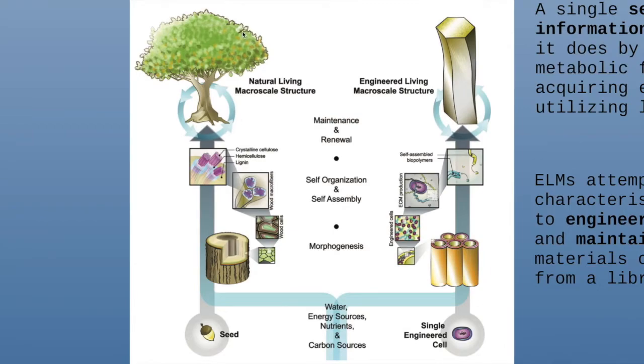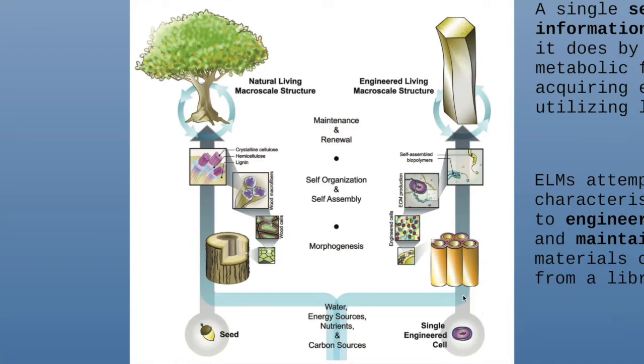The tree is from a single seed, right? The single seed already has genetic programs, all the essential information needed for growing a tree: the morphogenesis, how they are self-organized, self-assembled, and how they undergo maintenance and renewal.